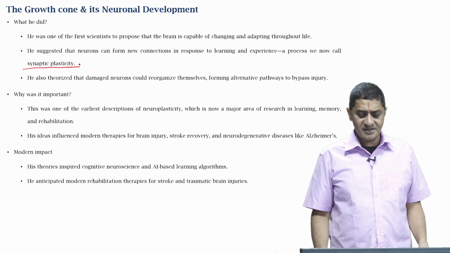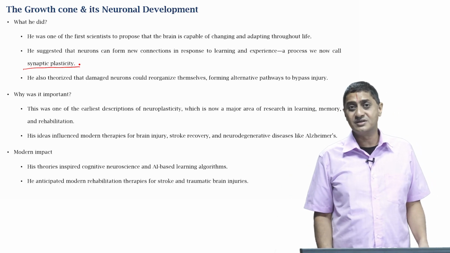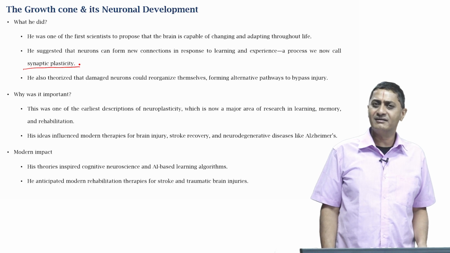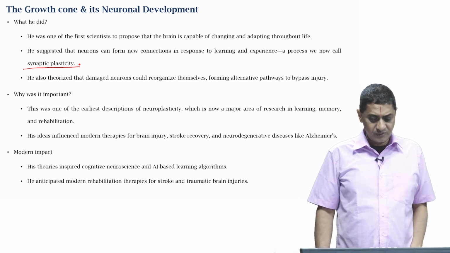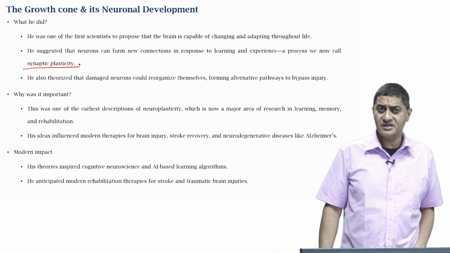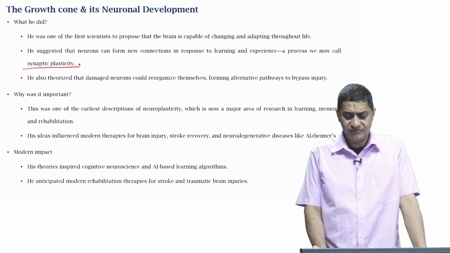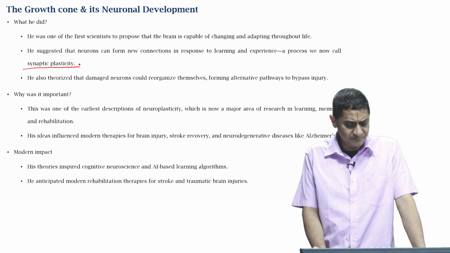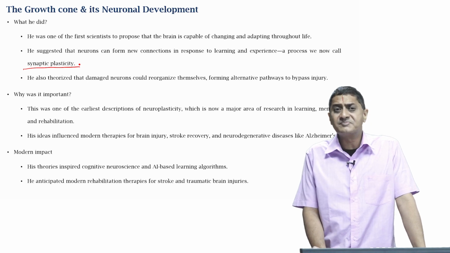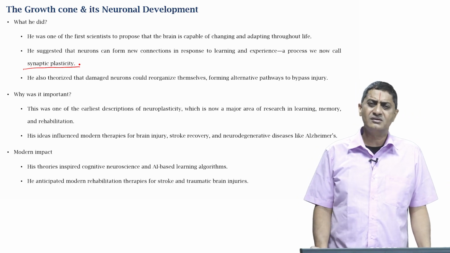He also theorized that damaged neurons could reorganize themselves, forming alternative pathways to bypass injury. Again, a critical insight for someone to make in the 1890s. Now, today this is an accepted theory, one of the earliest descriptions of neural plasticity. Today, neuroplasticity-based approaches to neuro rehab dominate the field of rehab. There is now a major area of research in learning, memory, rehab, everywhere. His ideas influenced modern therapies for brain injury, stroke recovery and neurodegenerative diseases, practically all the fields.